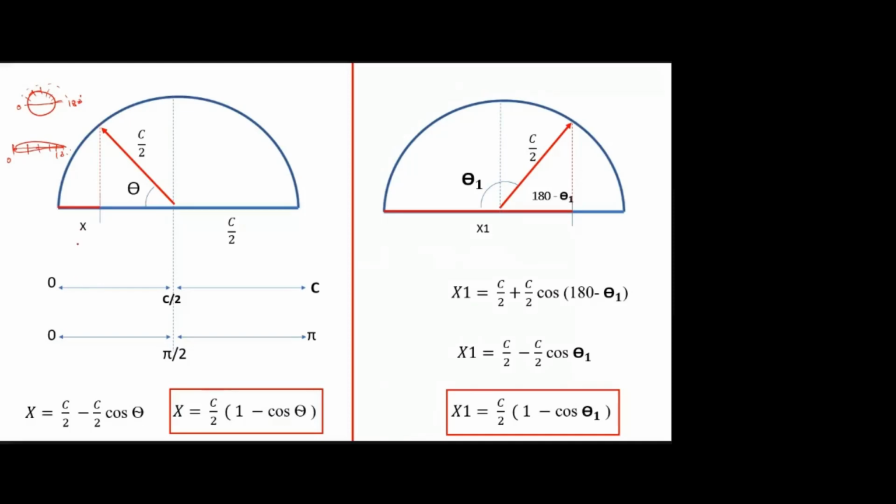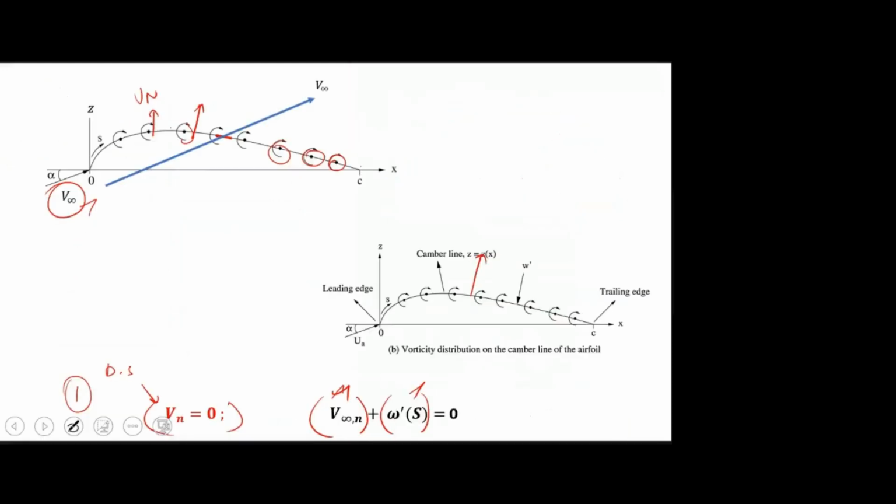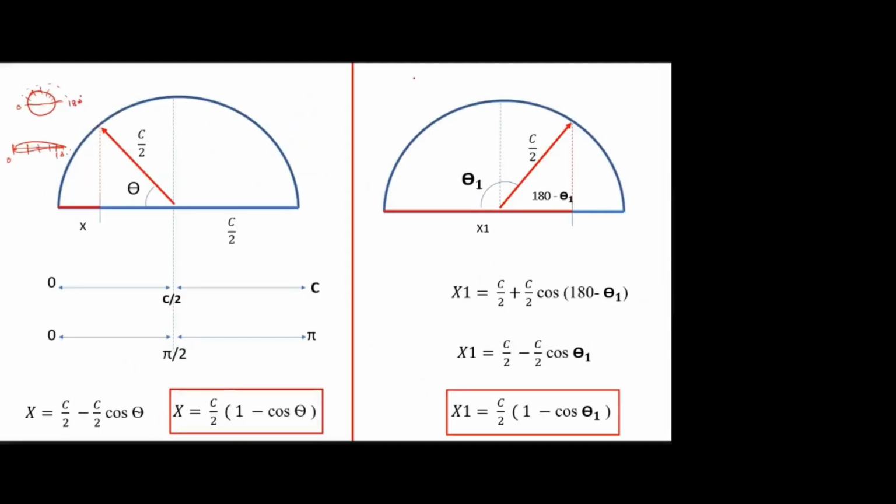So everywhere potential flow uses polar coordinates. But here, whatever we studied in the aerofoil, we have taken chord length 0 to C and camber length 0 to S, Cartesian coordinates. So we have to convert these Cartesian coordinates into polar coordinates. For that, we are using these equations: x equals C by 2 times (1 minus cos theta).